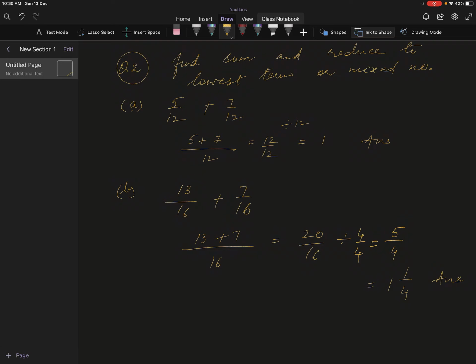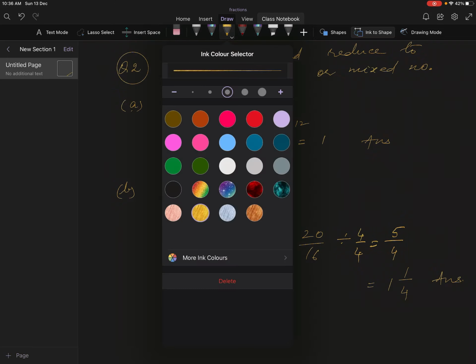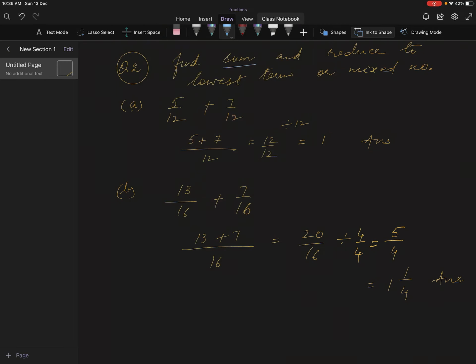This sum is having 3 steps. Remember? The first step is find the sum. The second step is reduce to the lowest term. And the third step is mixed number.